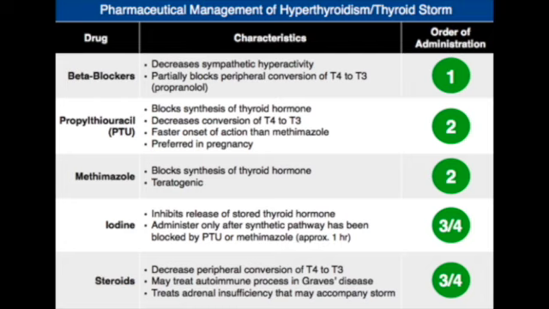This is followed by oral or IV sodium iodide 1 hour after the PTU. Iodinated radiocontrast agent. Iodine's solution blocks the release of thyroid hormone itself, and iodinated radiocontrast agents. Glucocorticoid reduces peripheral conversion of T4 to T3. Antipyretics given. Avoid aspirin because it can displace thyroid hormones off the carrier proteins, and also cooling blankets.